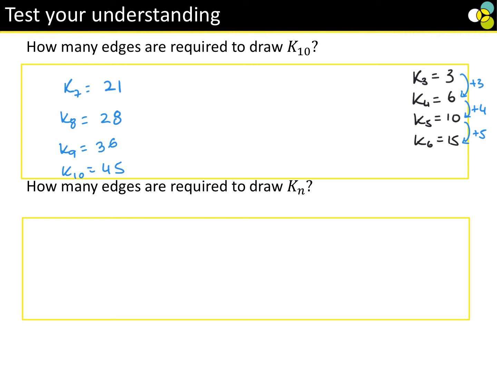But then if I said to you, what's K21 going to be? I can't just expect you to sit there and do all this. Okay, how about Kn? So there is a formula, and the formula is a half n(n minus 1) edges, okay? Anyone who can prove that to me is going to get bonus points.